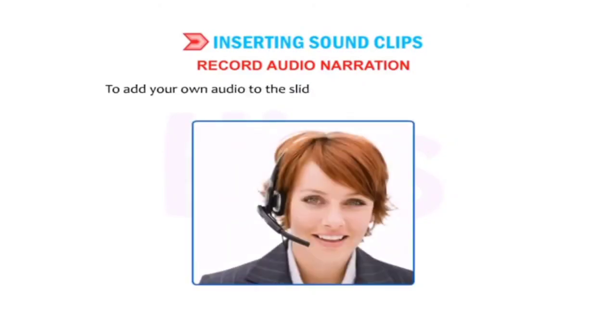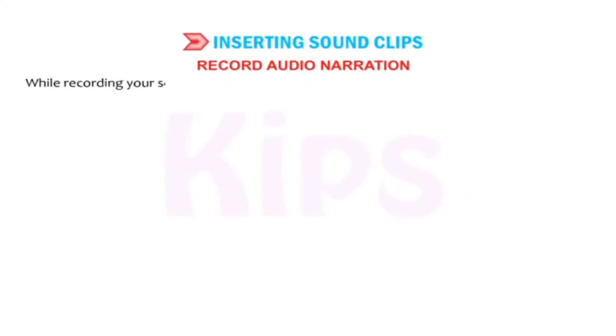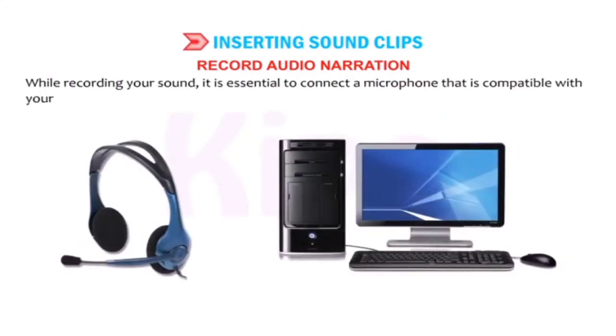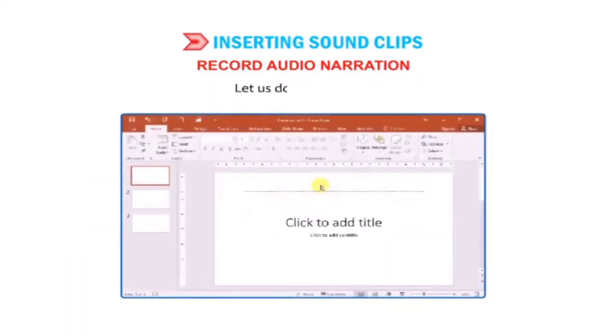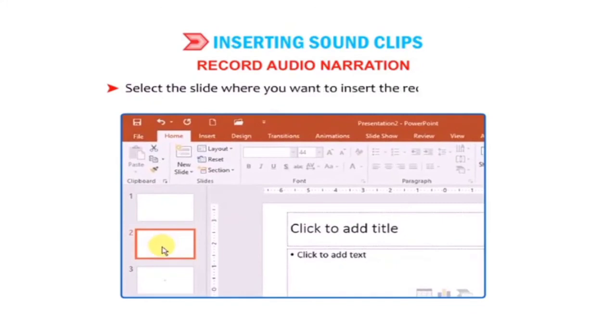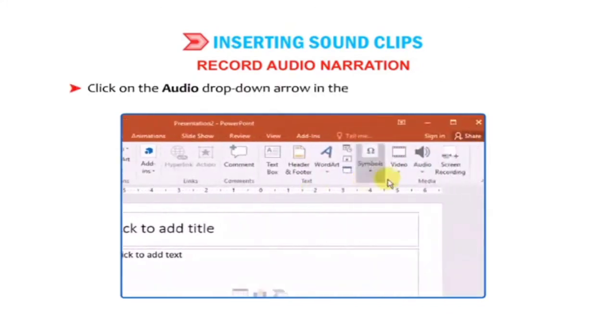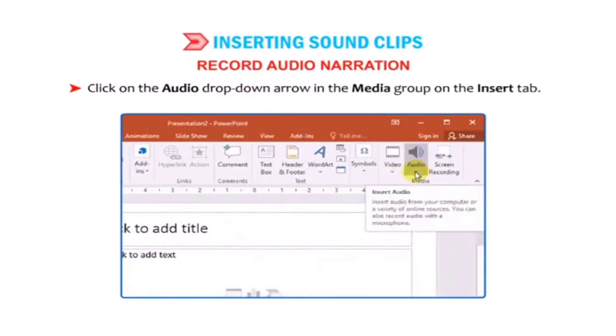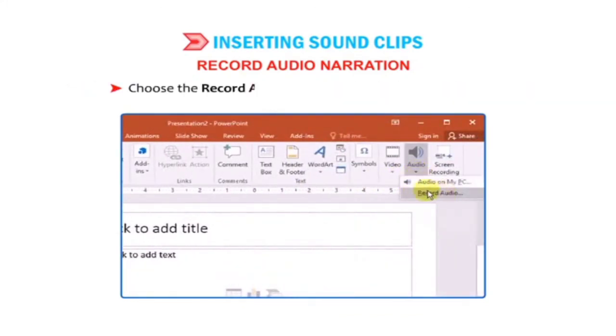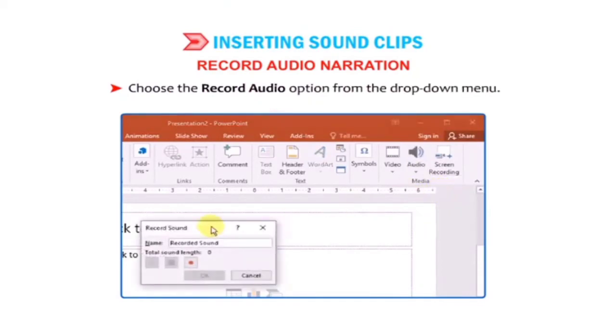Let me now tell you how to record audio narration. To add your own audio to the slide, first you will have to record it. While recording your sound, it is essential to connect a microphone that is compatible with your computer. Let us do it practically. Select the slide where you want to insert the recorded sound. Click on the Audio drop-down arrow in the Media group on the Insert tab. Choose the Record Audio option from the drop-down menu.